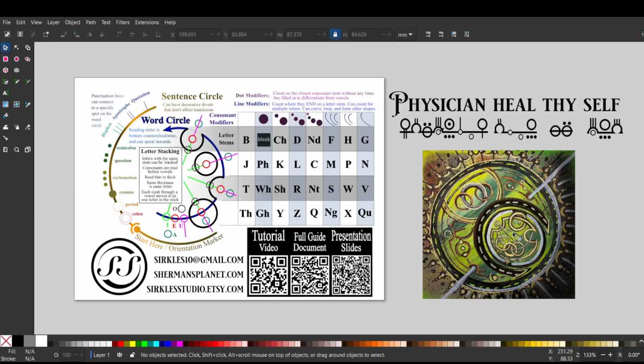So this is our first word, which is the word physician, which makes sense because I wanted this the center, bold, kind of highlighted word. And then going around it, I have heal thyself. So it follows this pattern.